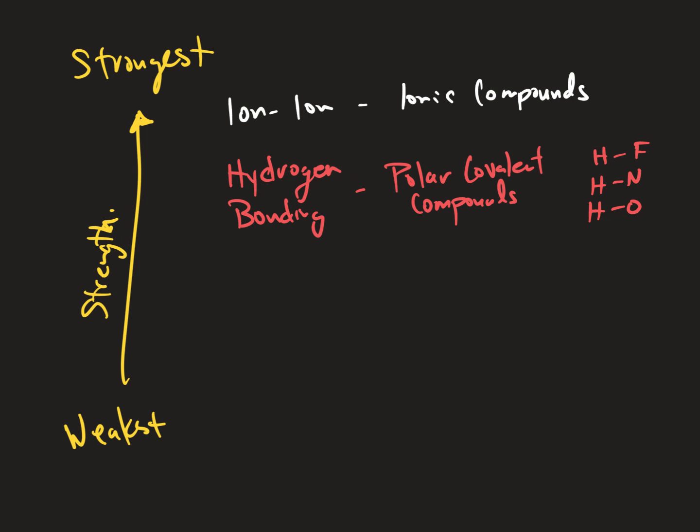Why is it just those three, fluorine, nitrogen, and oxygen? Because those are the highest electronegative elements. Okay? But if it's with any other element, it's not hydrogen bonding. Okay? And the hydrogen has to be directly bonded to it.